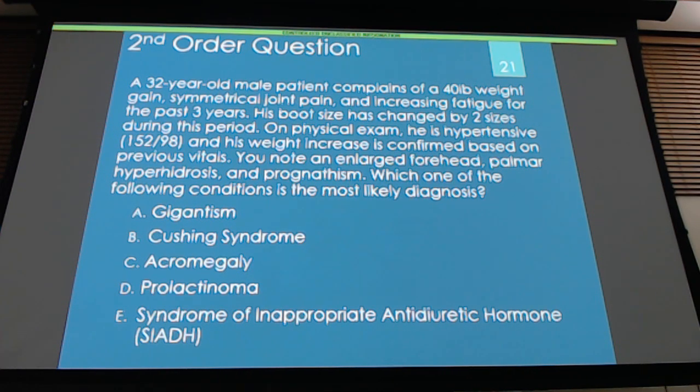We have a 32-year-old male who complains of a 40-pound weight gain, symmetrical joint pain, and increased fatigue over the last 3 years. His boot size has changed by 2 sizes during this period. On physical exam, he's hypertensive. His weight's increased, which you confirm by vitals. And you note an enlarged forehead, palmar hyperhidrosis.